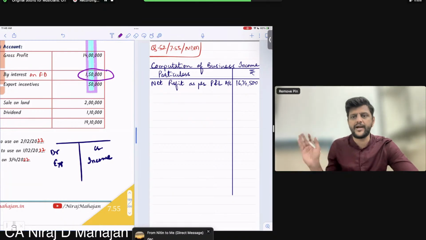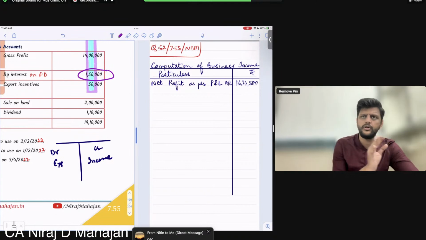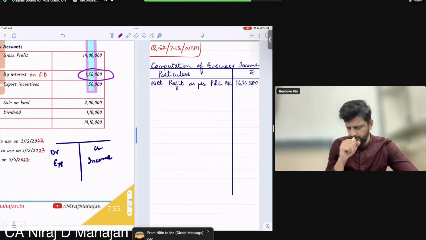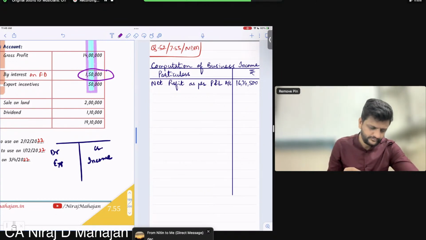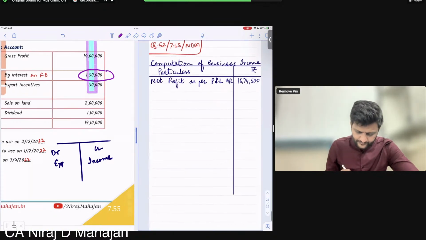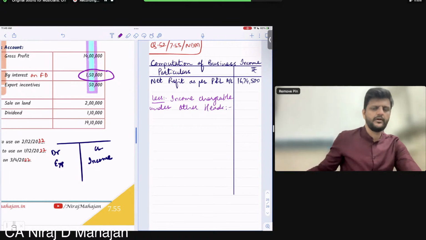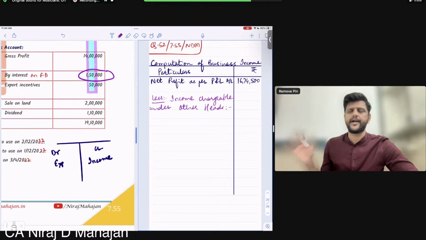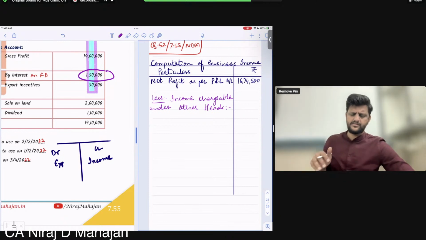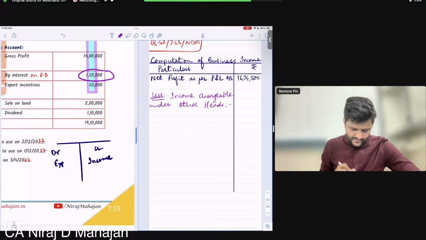I am removing the credit side. Clear till here, all of you? So, less income chargeable under other heads. Now, whatever the other heads, we don't care, we are just simply removing it from PGBP. Therefore, removing it from the P&L credit, my net profit will decrease. So that's why I am using the word less first.